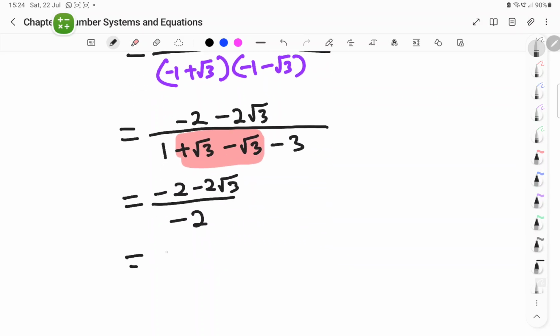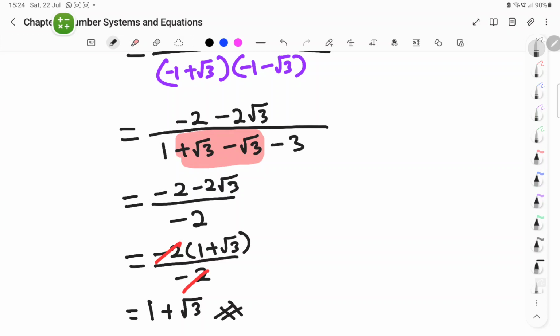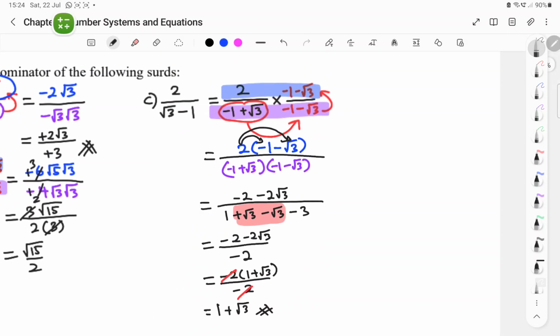Can cancel back. Can divide back lah. We can factorize the minus 2 outside: minus 2 times 1 plus square root of 3, over minus 2. Right? Okay. Then we can cancel. See, we can cancel. Now, what's left? 1 plus square root of 3. So, this is the answer for C.